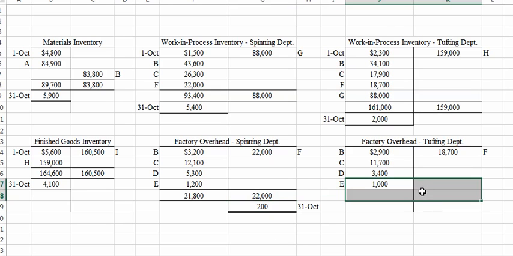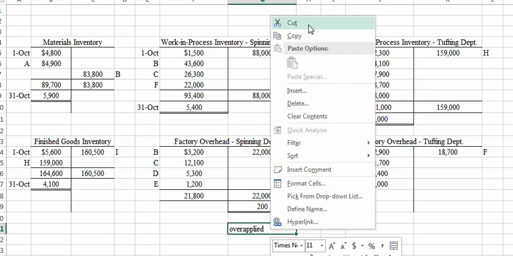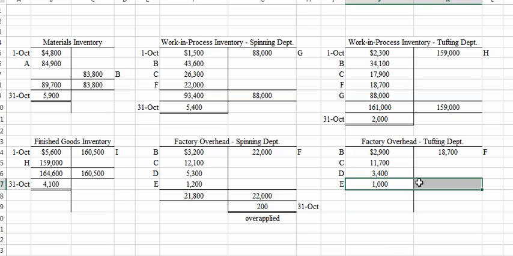Okay, now let's sum these. And that's said to be, let me write it in here, over applied. I don't want it all caps though. The term over-applied is used for a credit balance. That just means that we overestimated overhead for the month of October. Okay, let's see how it went over here.